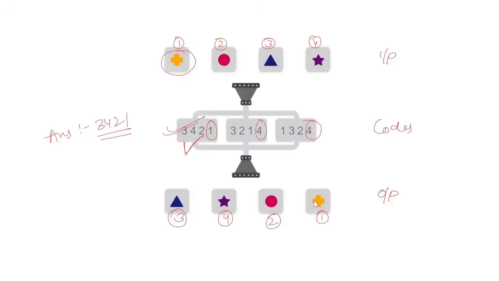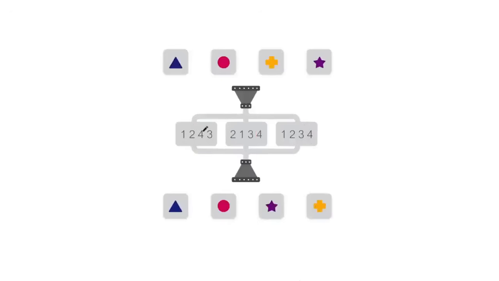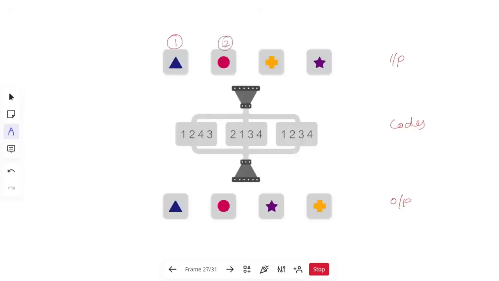Let's move on to the next question. Let's see this question that we have. In this question, we again have input images, then we have different codes given to us, and then we have outputs. Let's see how we will solve it. For simplicity, I will mark the images as 1, 2, 3, and 4 so that I can make you understand in a better way.